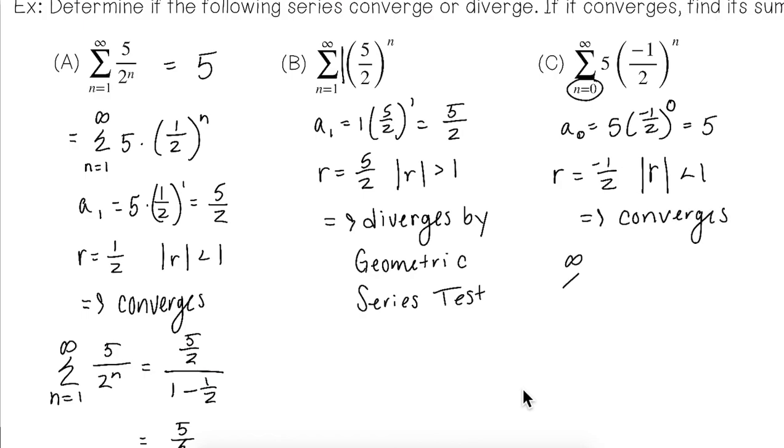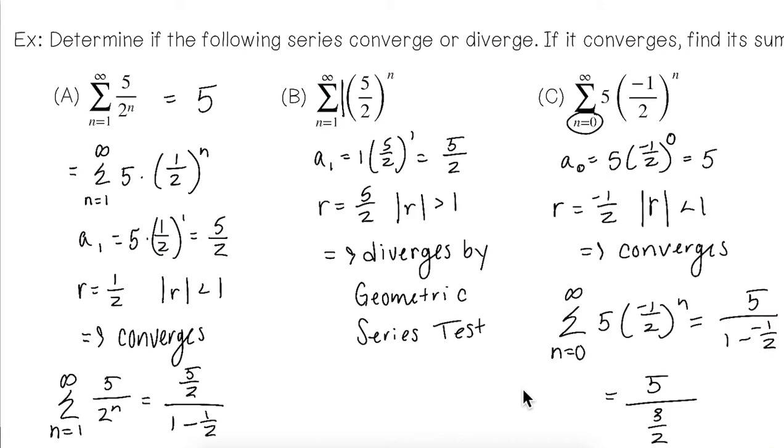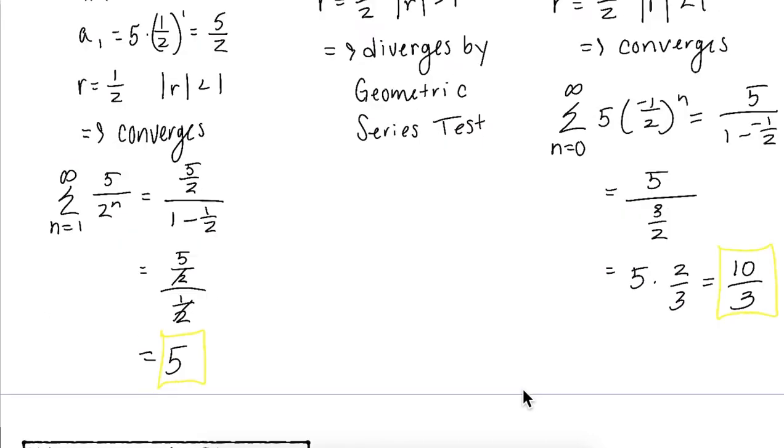And we can say that this infinite sum, this series, just copying it down, is going to equal my first term over 1 minus my ratio, which is negative 1/2. So then I have 5 over 1 minus negative 1/2, which is 1 plus 1/2, so that's 3/2. So that's equal to 5 times 2/3. So we're going to get 10/3 here. So overall, that infinite series goes to 10/3. Okay. Almost done here.